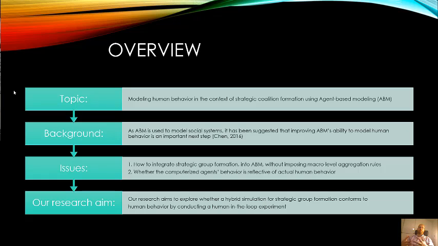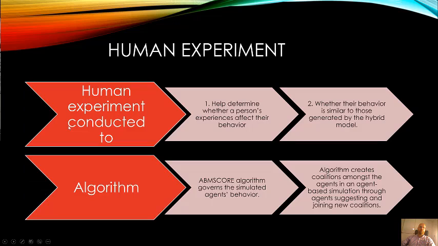So the way we wanted to investigate this was, we created a hybrid simulation of strategic group formation, and we conducted a human-in-the-loop experiment to see how the human would actually react in the context of our simulation. We wanted to help determine what kind of effects a person's experience might have on their behavior. The other issue we wanted to determine is whether the behavior that the humans demonstrated was similar to those generated by the hybrid model.